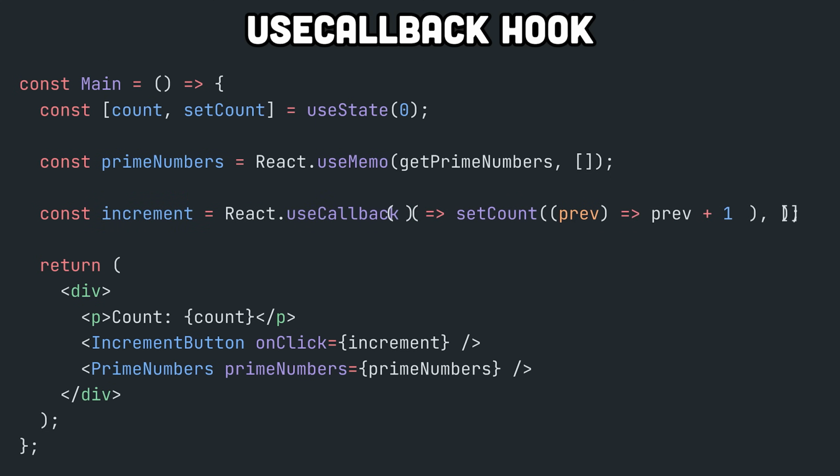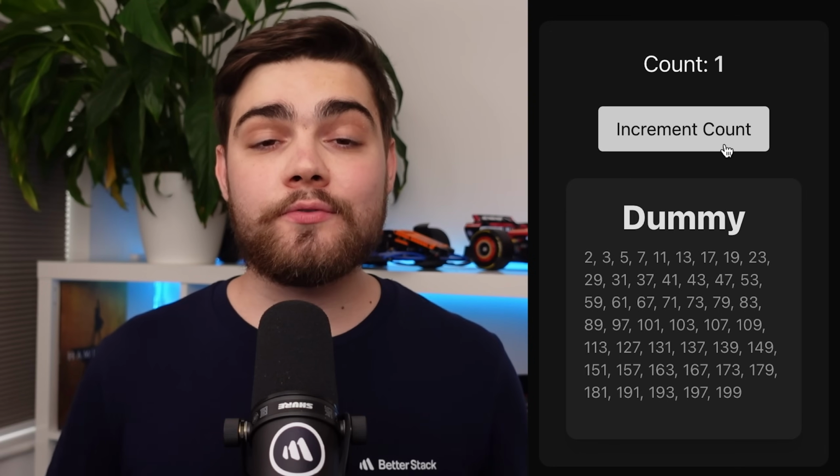useCallback. This is essentially the exact same as useMemo, but for functions. We wrap our function in it and we provide it with a dependency array to tell React when to recreate it. There we go, all of the re-renders have now gone, except for the necessary ones, and we're back to where we were with the React compiler.